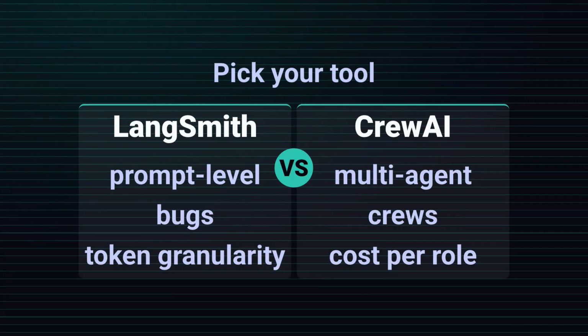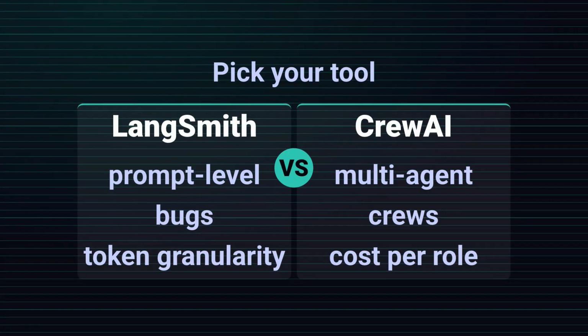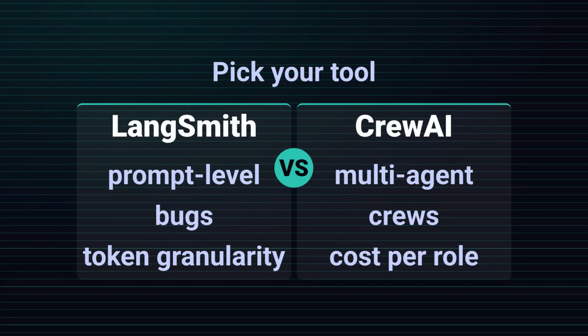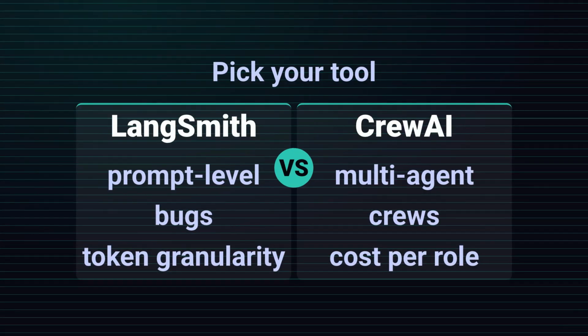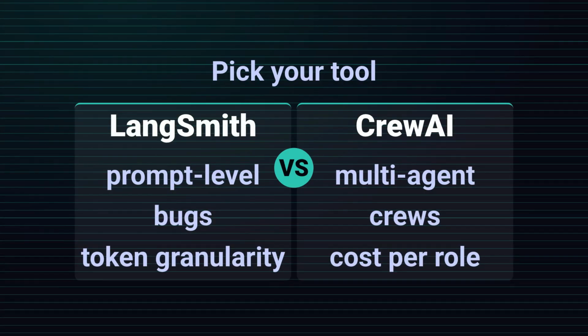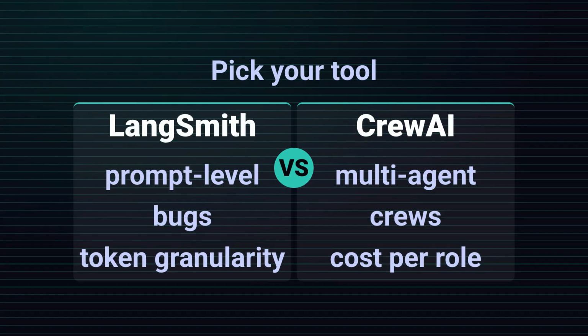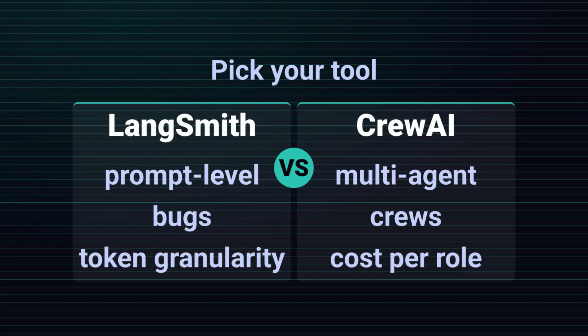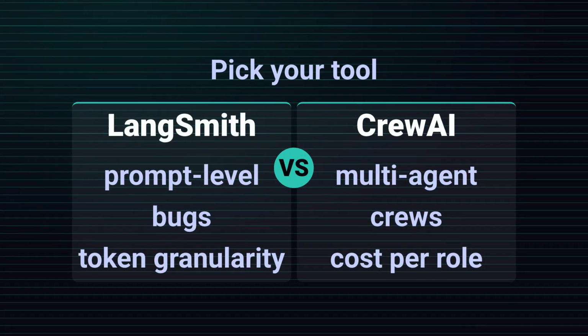So which wins? If you're debugging prompt level and token level failures, LangSmith's granularity is unmatched, and it's the tool I reach for when something is subtly wrong deep in a chain. If you're running multi-agent crews and care about coordination, cost per role, and readable narratives of what happened, CrewAI's approach saves you from drowning in low-level noise.